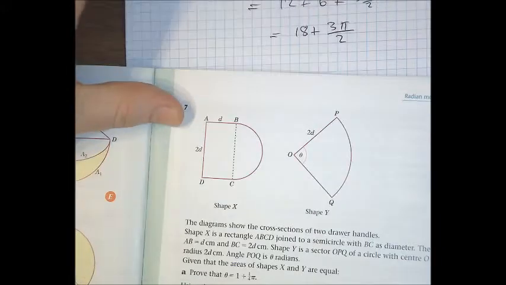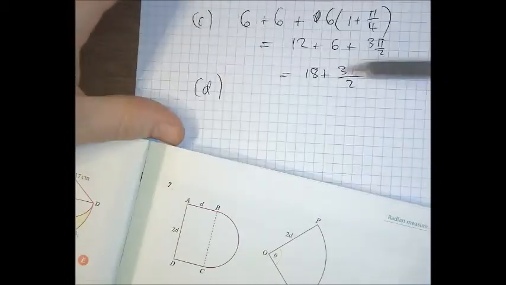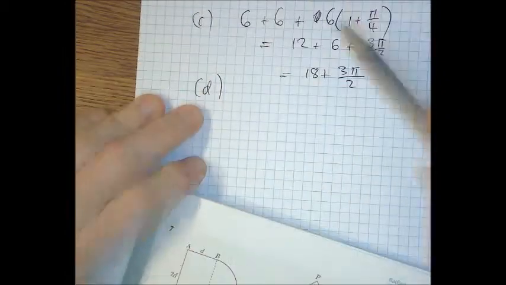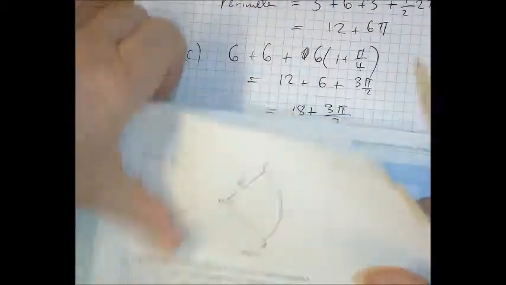And part D is just the difference in perimeters. Just work that on a calculator, work that on a calculator, and subtract. Question number 8.